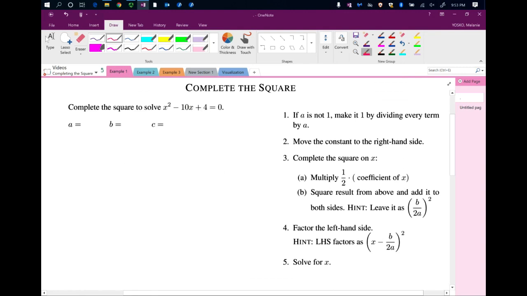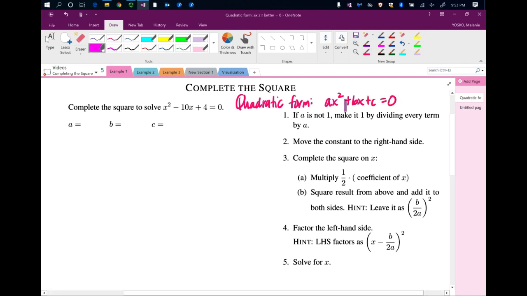Let's complete the square. So we're going to complete the square to solve x squared minus 10x plus 4 equals 0. This is a quadratic equation. We know something that is quadratic looks like this: ax squared plus bx plus c equals 0.